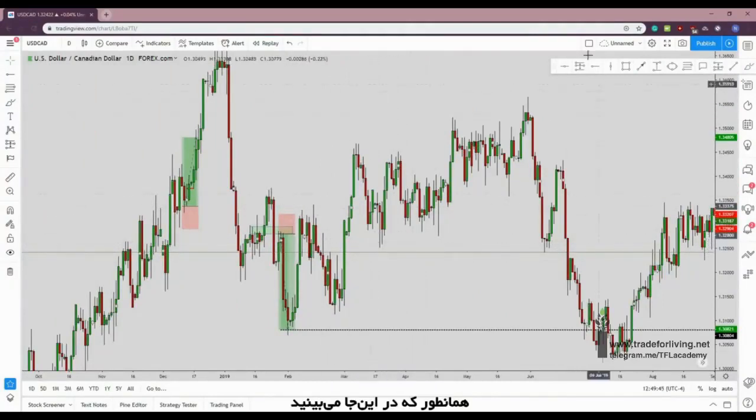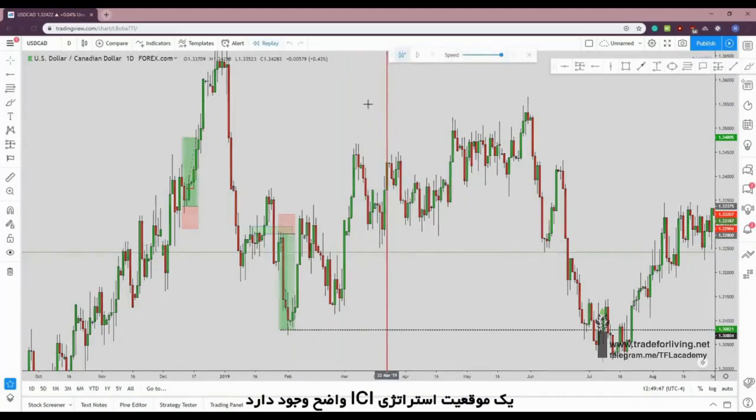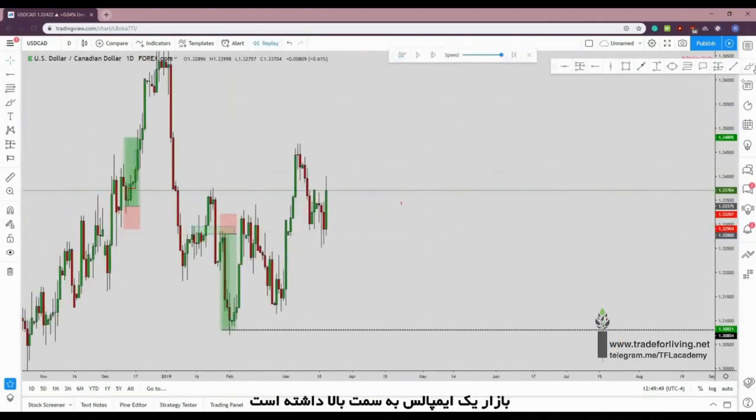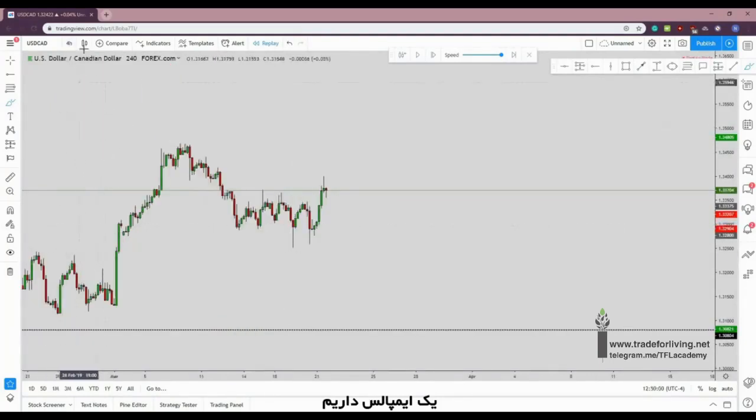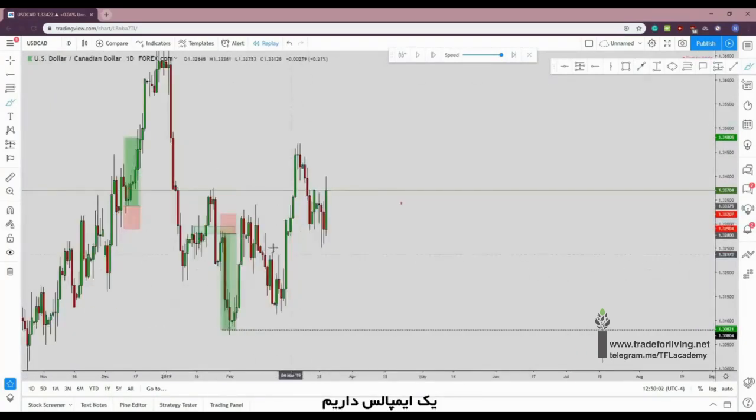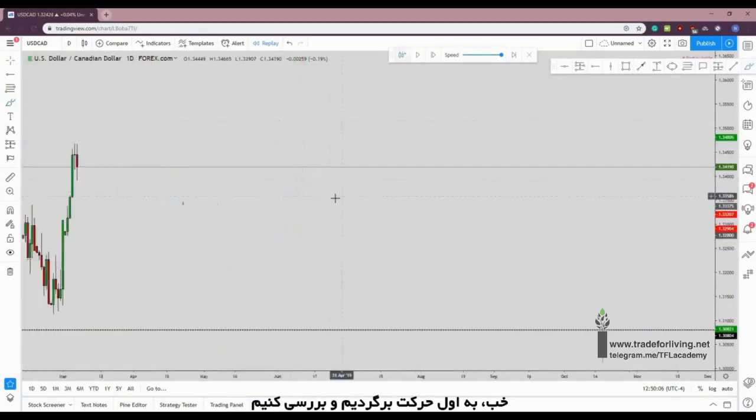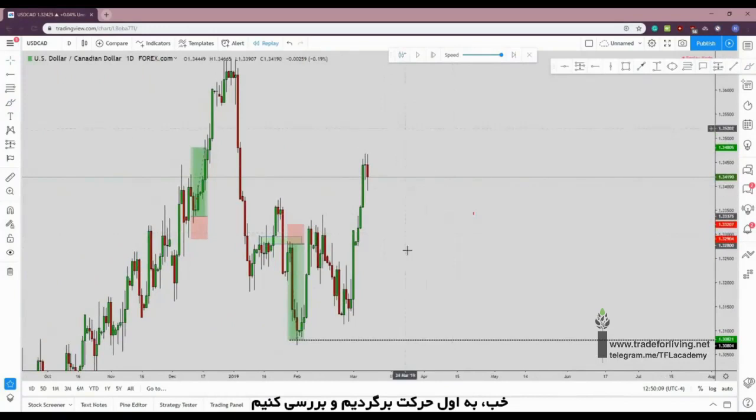So as you can see here, we have a clear example of the ICI strategy in action. You have the market creating a nice impulse to the upside, creating a high that is higher than this high, so by definition, a higher high. So now you do have an impulsive movement in the market. Let's actually go back to the basics. Now we have our impulse to the upside. Perfect. We know that the market has created a nice impulse.